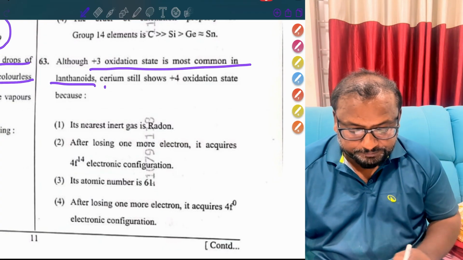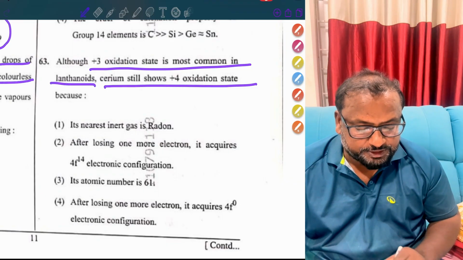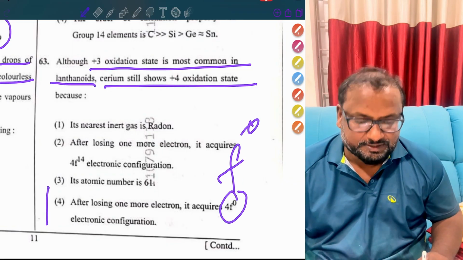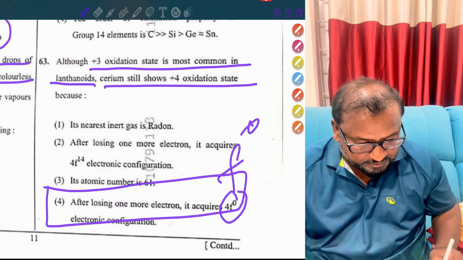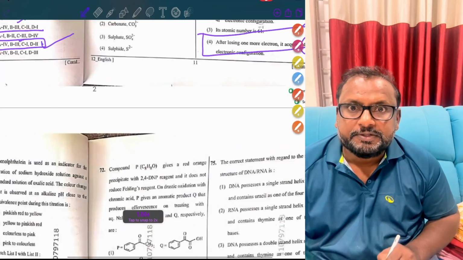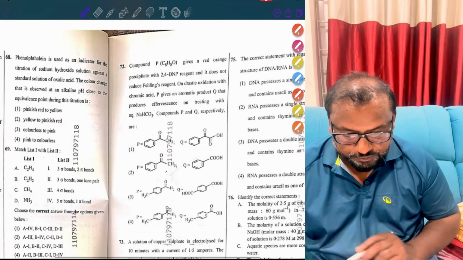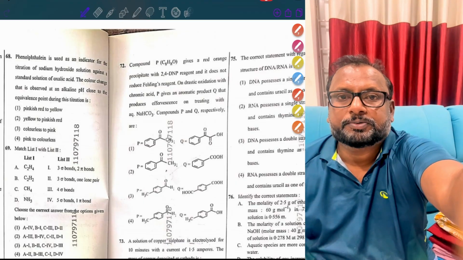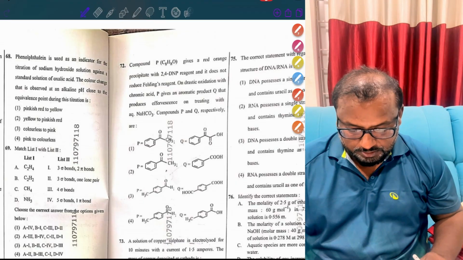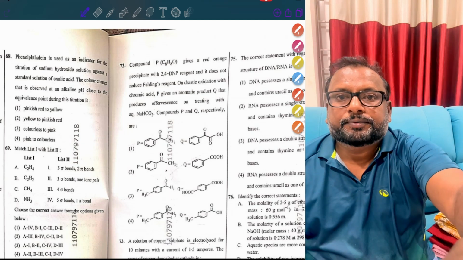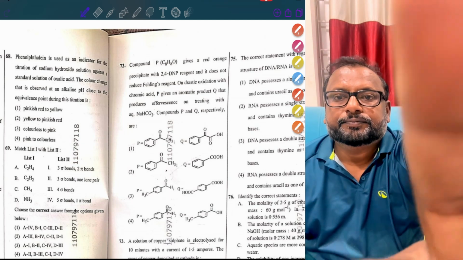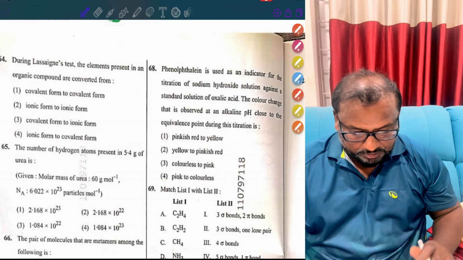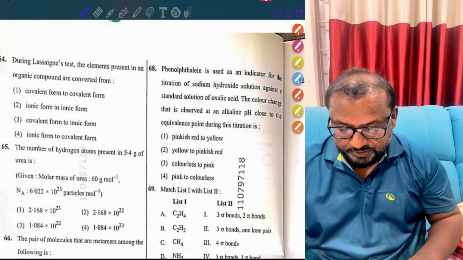Next, although +3 oxidation state is most common for lanthanides, cerium still exhibits +4 oxidation state because it attains 4f0. So the answer for this question is the fourth option. Yeah, we'll go to the next question.